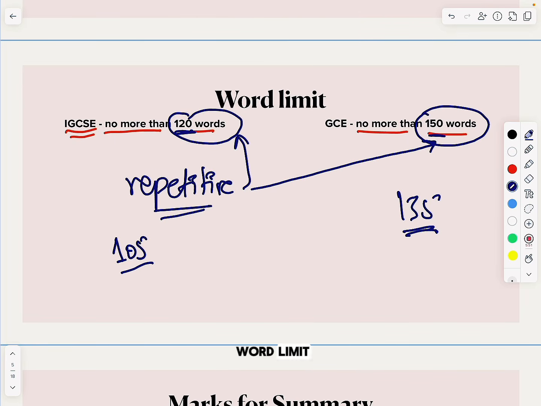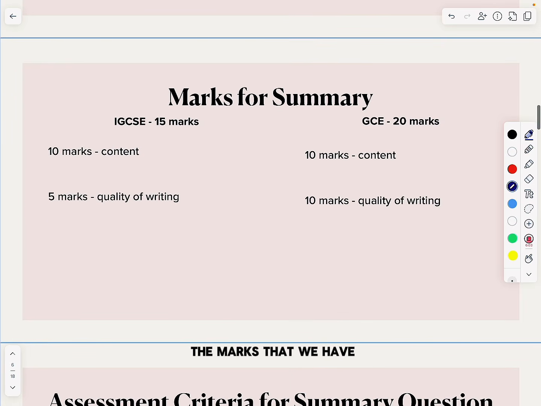Now, what happens if you go above the word limit? That is something I will answer at the end of the video, because I need to link it to the mark scheme, so we'll get to that in a bit as well. Let's move forward to the marks that we have for the summary writing question.